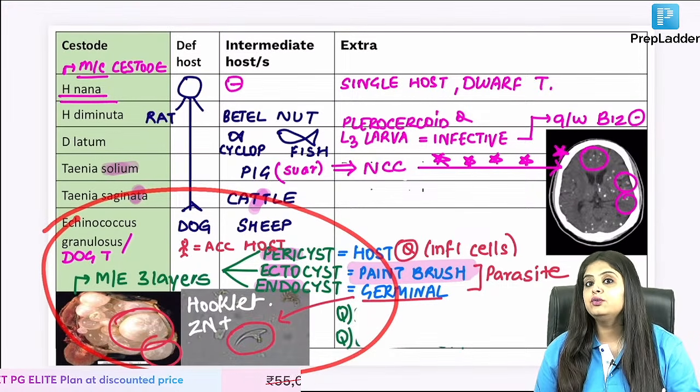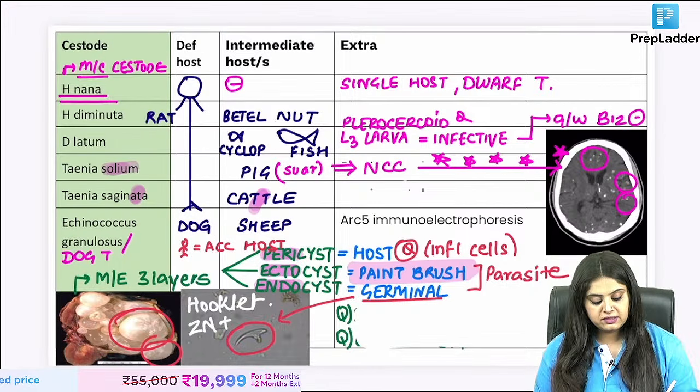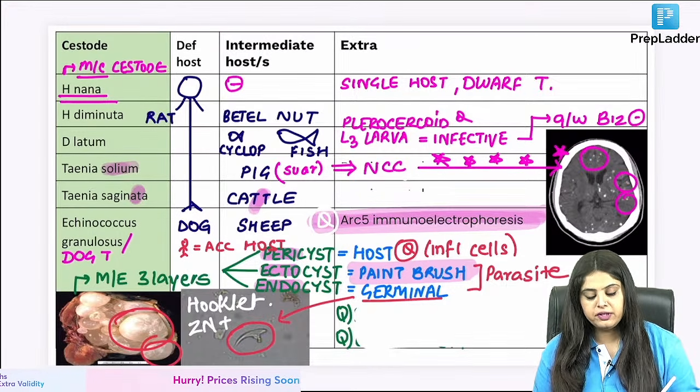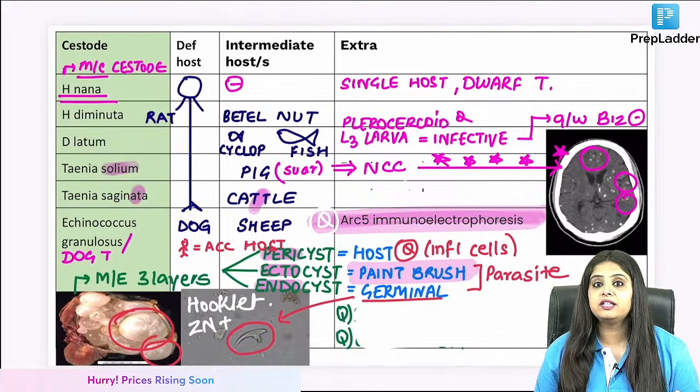Now tell me, if this situation has come up in front of you, how will you do the diagnosis? Nowadays, what is the test that is being done for hydatid cyst? It is Arc 5 immunoelectrophoresis. By this, I'm trying to find out the antibodies.